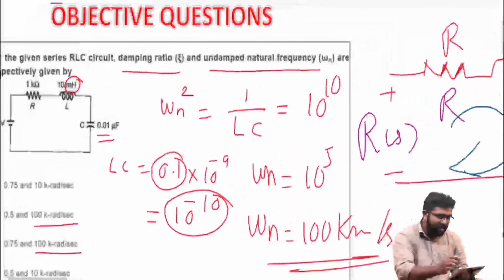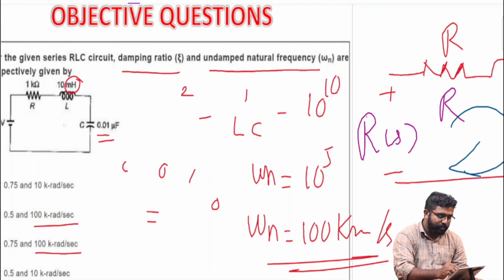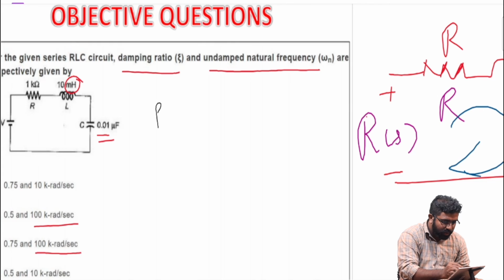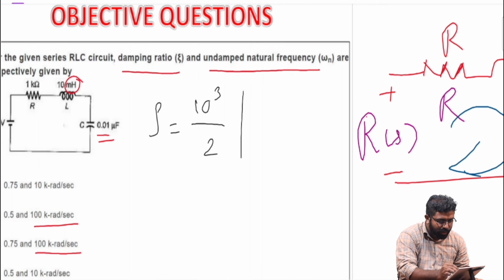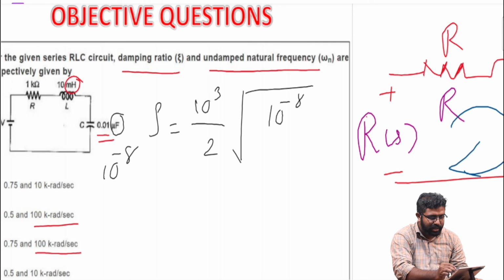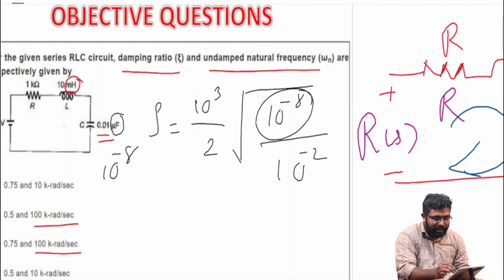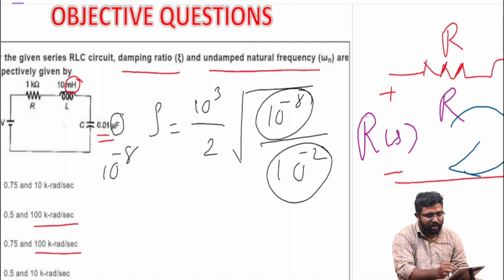Now I need to find the damping ratio. So I know that theta equals R by 2 square root of C by L. R is 10 raised to 3. So C is what? 10 raised to minus 8. 10 raised to minus 6 is micro and multiplying 10 raised to minus 2 gives 10 raised to minus 8. Millihenry, 10 raised to minus 3 into 10, becomes 10 raised to minus 2. So completely 10 raised to minus 8 and 10 raised to minus 2, you solve, becomes 10 raised to minus 6. After coming out of the root it becomes 10 raised to minus 3.